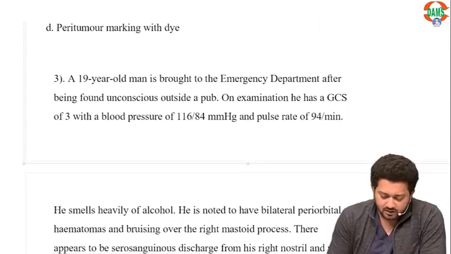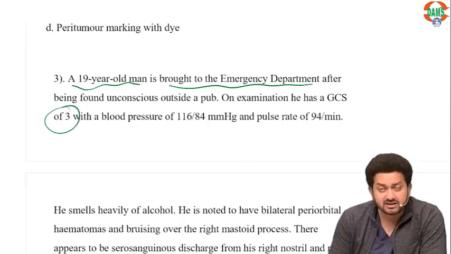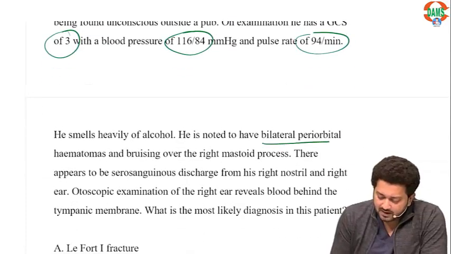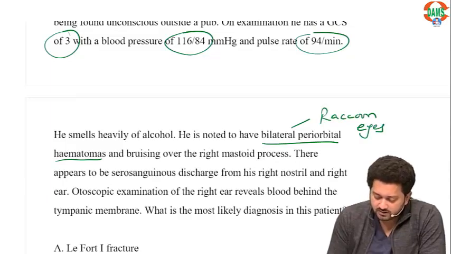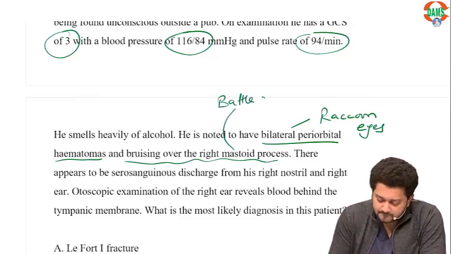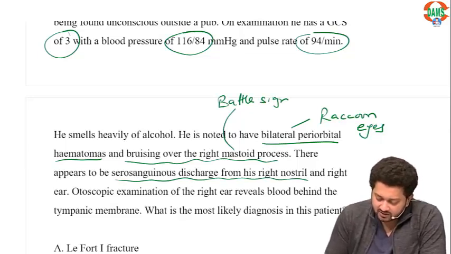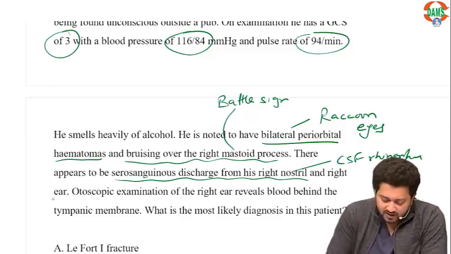Next question. A 19-year-old man is brought to the emergency, and GCS is 3, that is the minimum. BP is okay, pulse rate is slightly high. Bilateral periorbital hematomas, so the patient is having raccoon eyes. Bruising over right mastoid is Battle sign. Serosanguinous discharge from the right nostril and right ear, so there is CSF rhinorrhea, and from the ear it means CSF otorrhea.